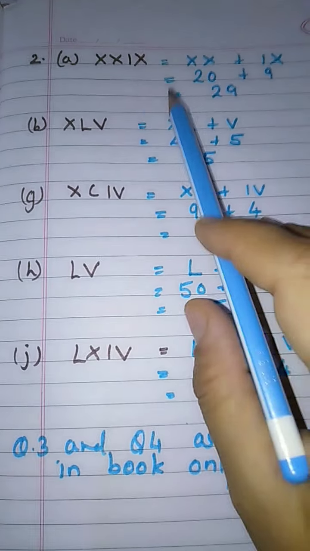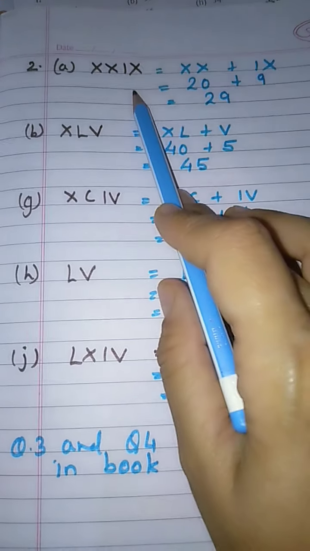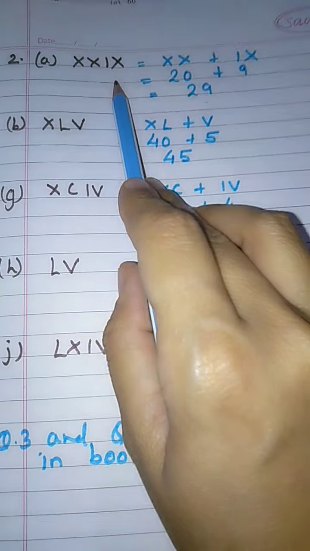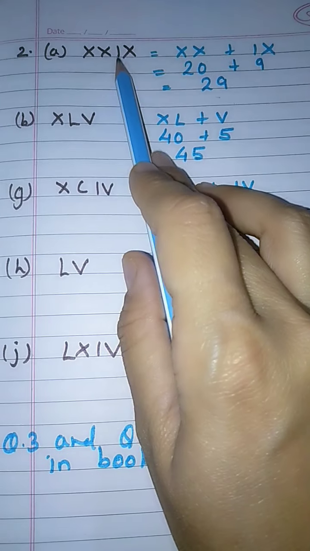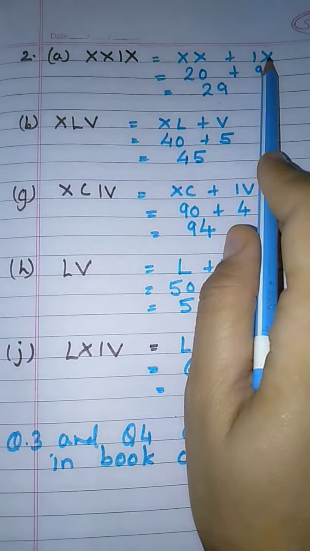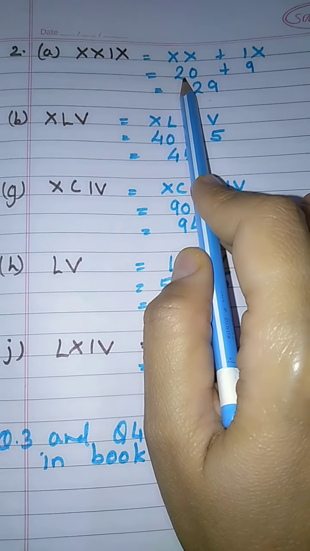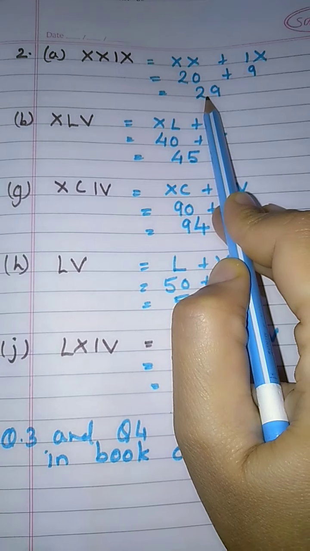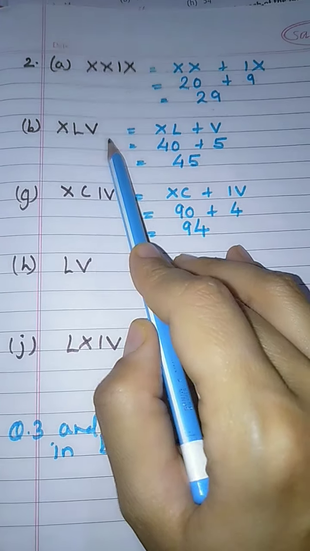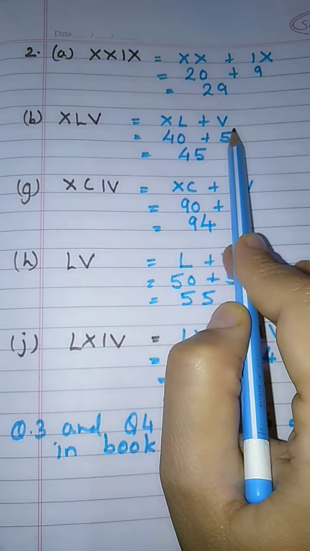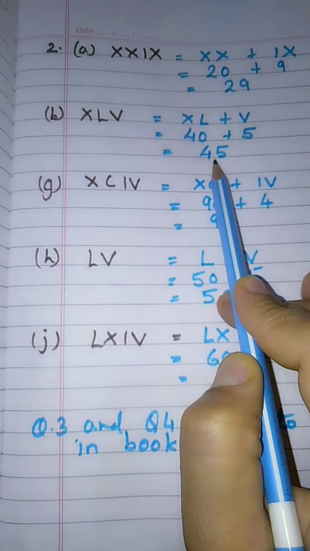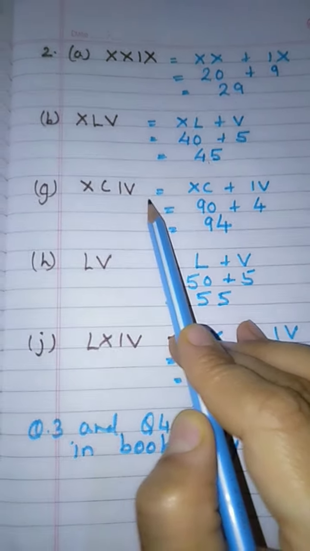Now let us come to question number 2. In this you have to convert Roman into Hindu-Arabic. Means Romans are given and Hindu-Arabic you have to form. Again the same way, no direct formation. First we will break the numbers. Like it is XXIX. So XX plus IX. XX means 10, 10, 20. IX stands for 9. So it is 29. Here it is XLV. So XL plus V. XL means 40. V means 5. So it is 45. Here XCIV.